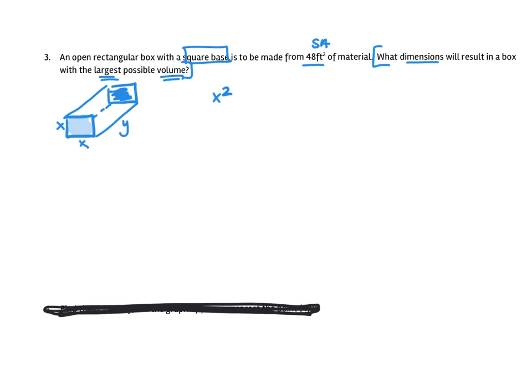Now I'm going to find the surface area of the long side right here, and that is x times y. So that's going to be adding x and a y, and I have 4 sides of those all the way around. And this right here has to equal my total surface area, which is 48.